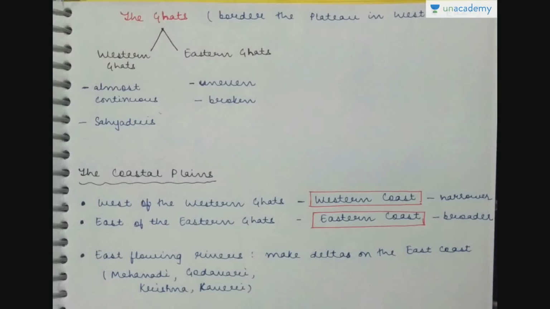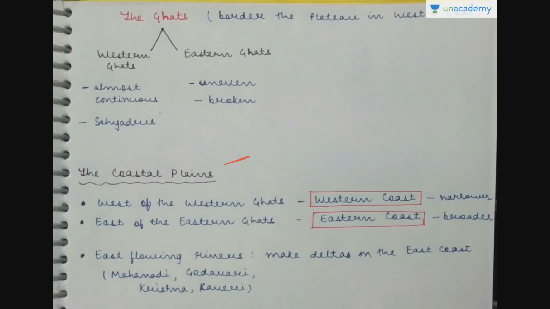Then we also have the concept of Ghats, the Western Ghats and the Eastern Ghats. They are also included in the physical features of India. These Ghats border the plateau on the west side and the east side. So if this is India, this is the plateau region. We have the Western Ghats here and the Eastern Ghats here. The Western Ghats are almost continuous, but the Eastern Ghats are uneven and broken. The Western Ghats are also known as the Sahyadris.